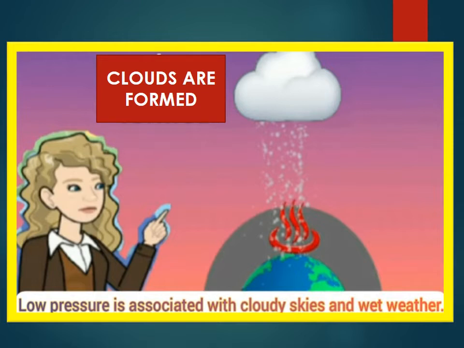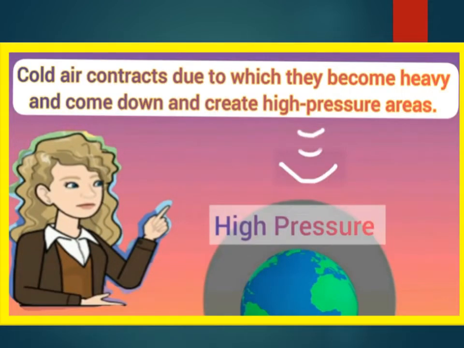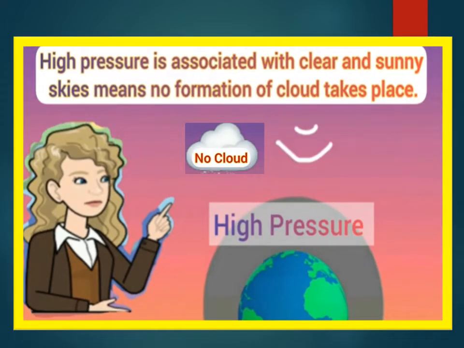Now children, in contrast to the hot air which becomes light and rises, cold air contracts, due to which it becomes heavy and comes down and creates high pressure areas on the earth's surface. Children, high pressure is associated with clear and sunny skies, meaning no formation of cloud takes place.